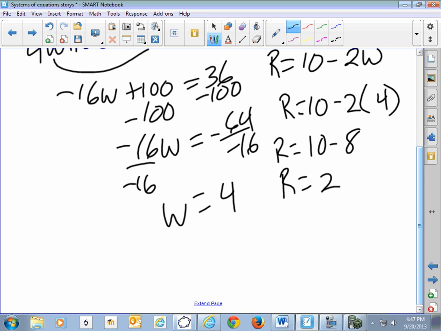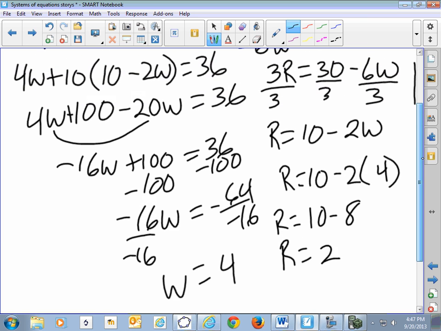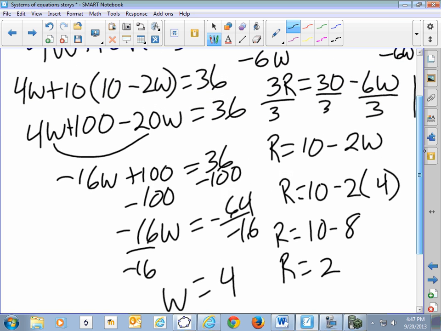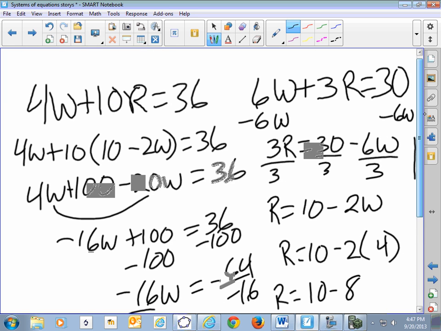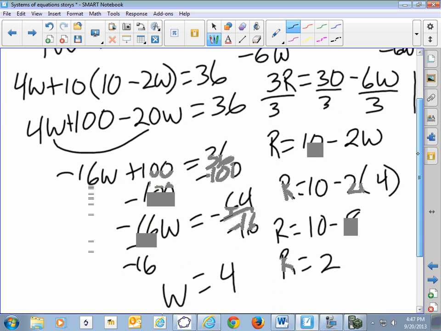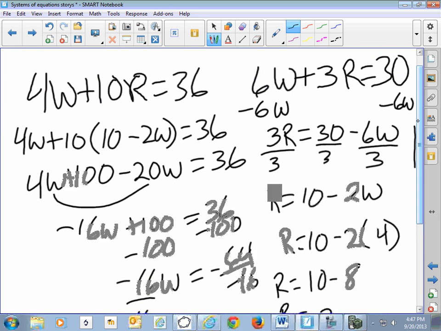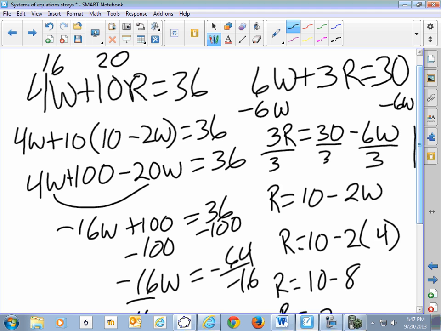Do those numbers work in the original equation? Well, 4 windows at $4 each would be 16. 10 rooms at $2 each would be 20. Yeah, that adds up to 36. 6 windows at 4 would be 24. 3 rooms at 2 would be 6. 24 plus 6, yeah, that's 30.